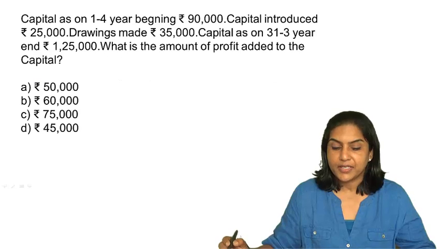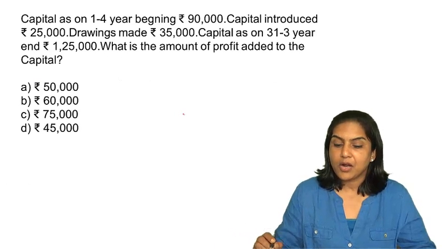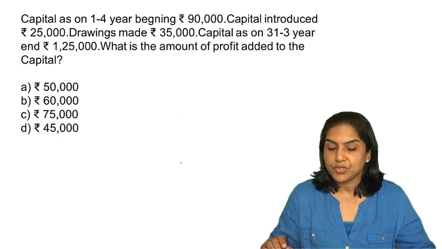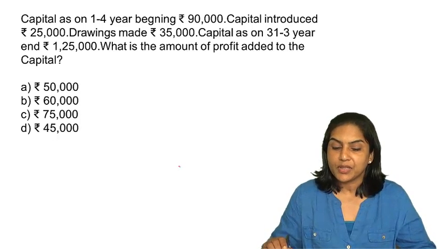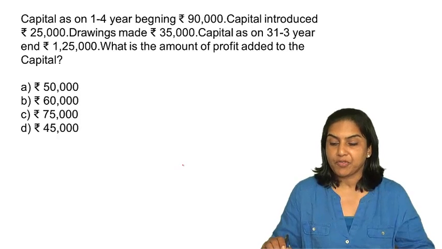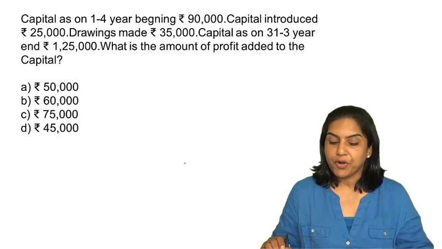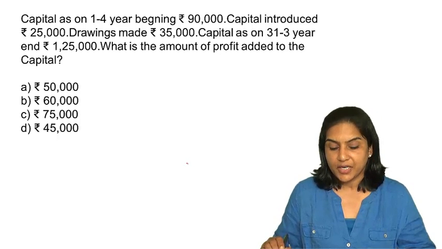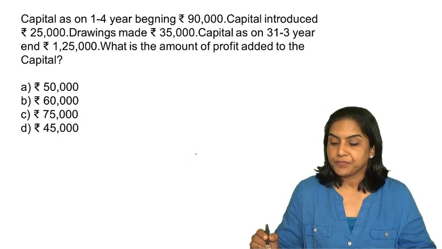A, cost. Next, capital on 1/4 year beginning 90,000. Capital introduced 25,000. Drawings made 35,000. Capital as on 31/3 year end 1,25,000. What is the amount of profit added to capital? A, 50,000, B 60,000, C 75,000, and D 45,000. Amount of profit.